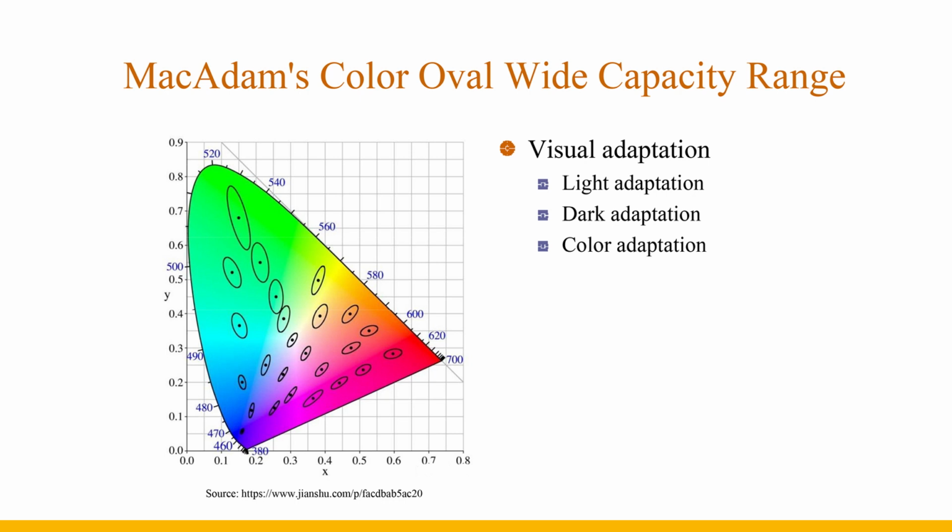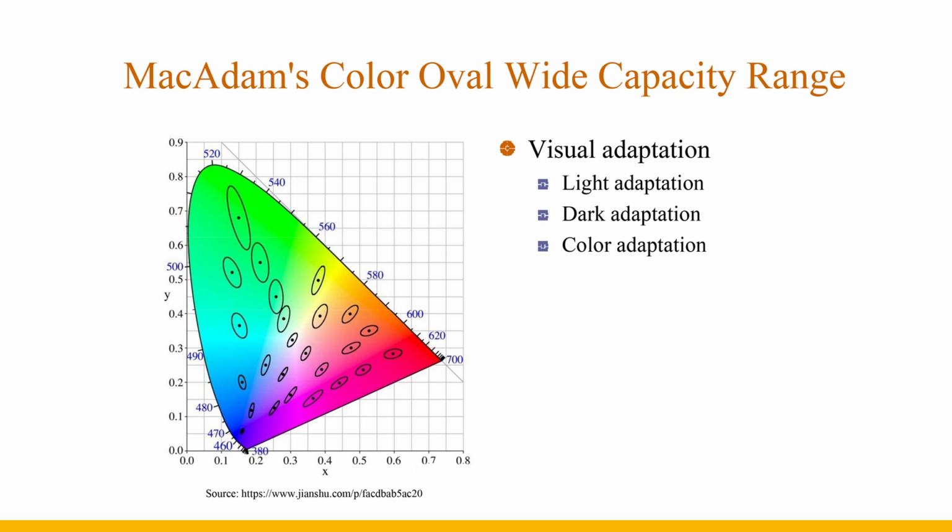The adaptation of the visual system to the field of view also has an impact on color perception, known as color adaptation. For example, after the human eye has adapted to viewing objects in sunlight, when suddenly changed to indoor incandescent lamps, the indoor objects will look yellow. After a few minutes, the vision adapts to the color of incandescent lamps, and the color of indoor objects tends to be the same color as in sunlight.